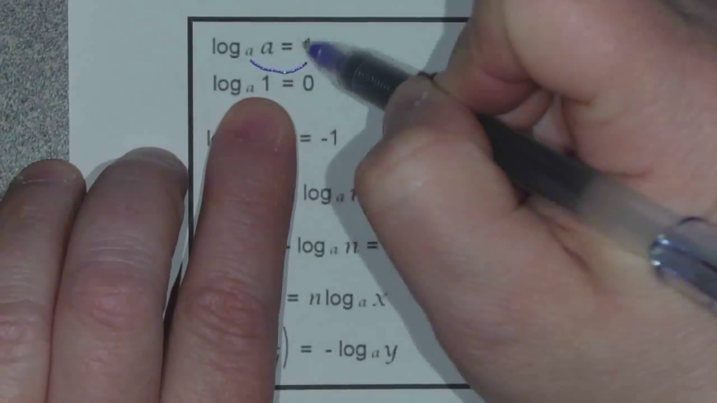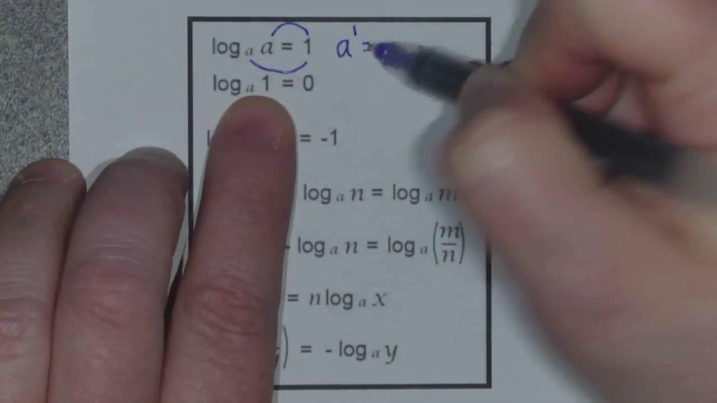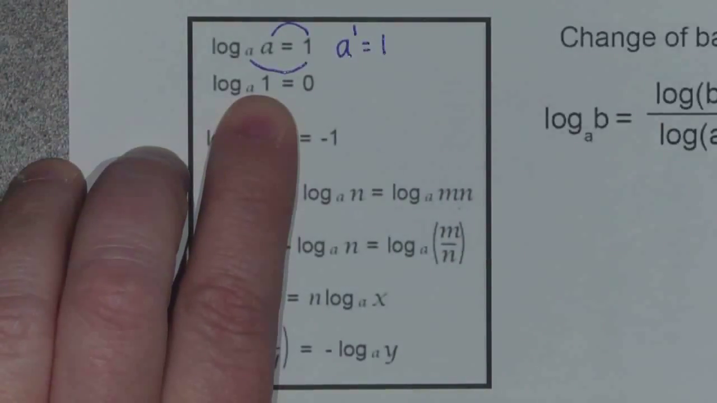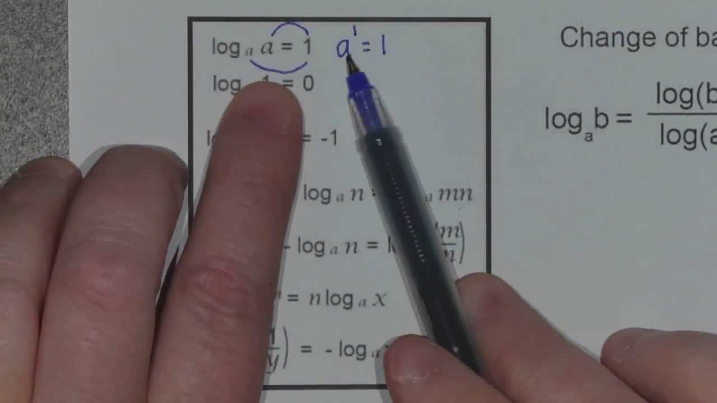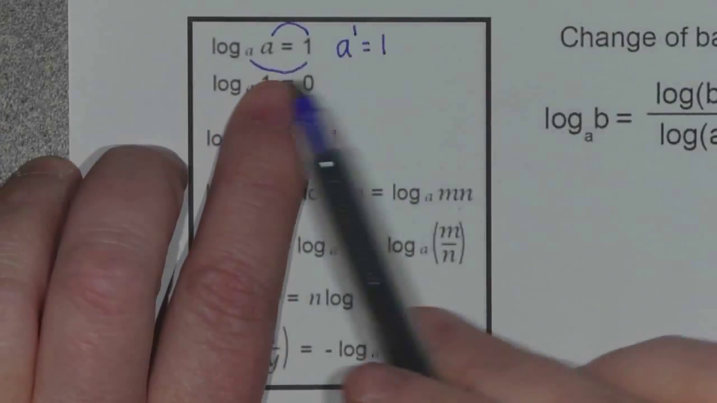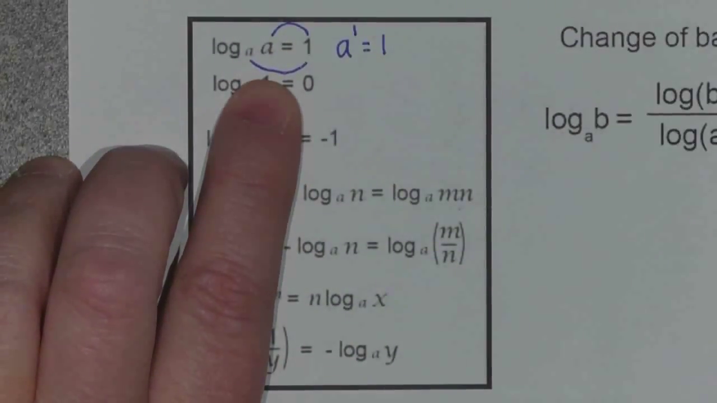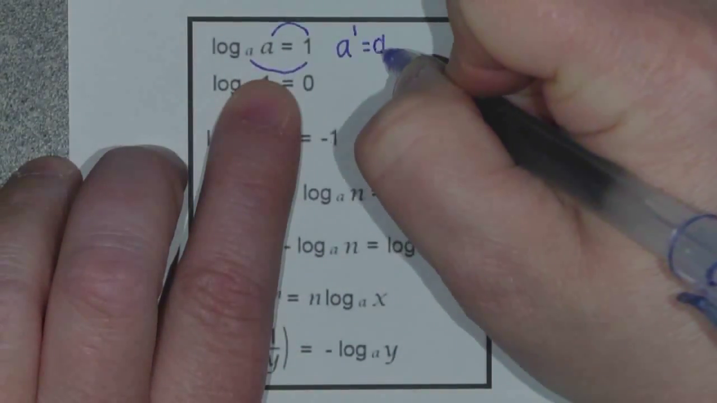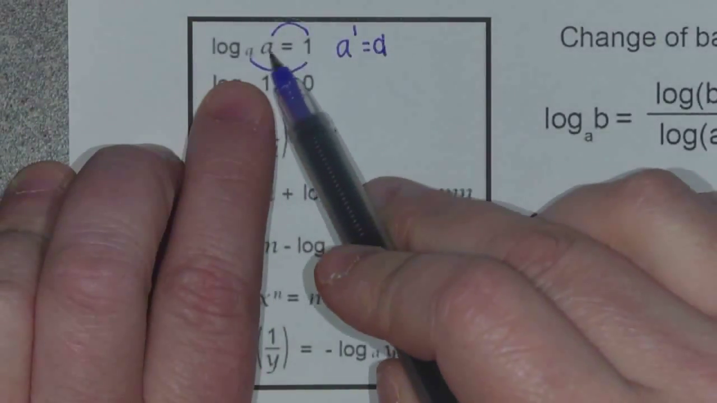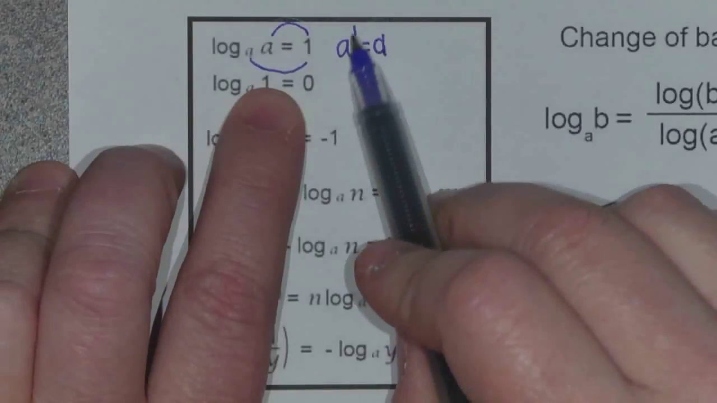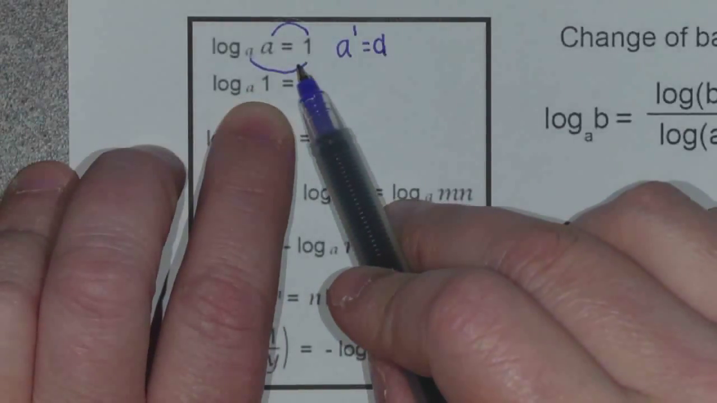This one says what? A to the first power equals 1. Do we agree with that? A to the first power, I'm sorry, I wrote that wrong. Equals a, right? I just wrote it wrong. A to the first power equals a. Is that true? A to the first power equals a? Yeah, we've always known that rule.